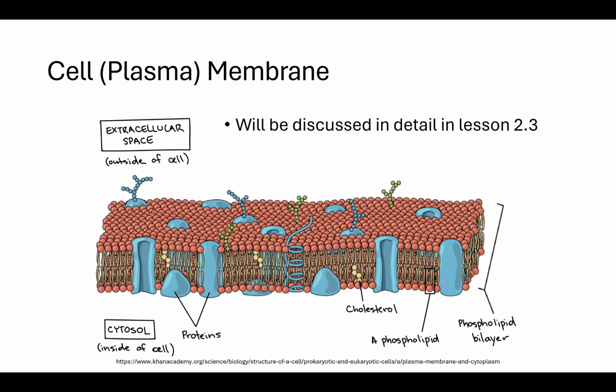The plasma membrane or cell membrane we're going to talk about in its own specific lesson, lesson 2.3. So I'm just mentioning it here. It's found in every cell on the planet, and we're going to talk about it later. A similar organelle, the cell wall, we're going to talk about in a different lesson as well, so I'm not even bringing it up here.